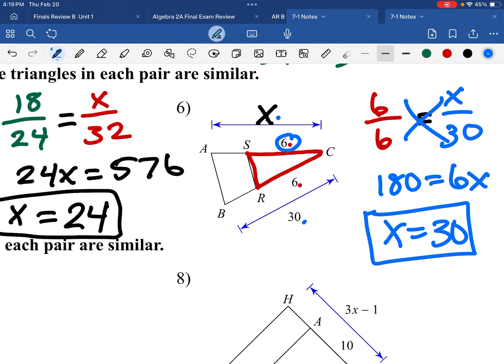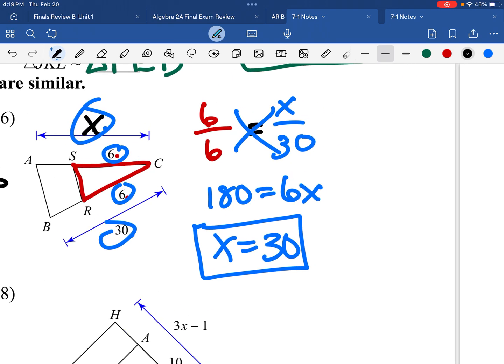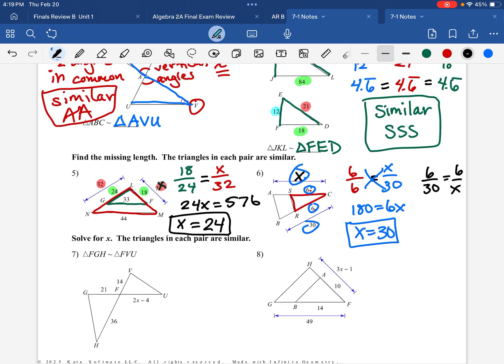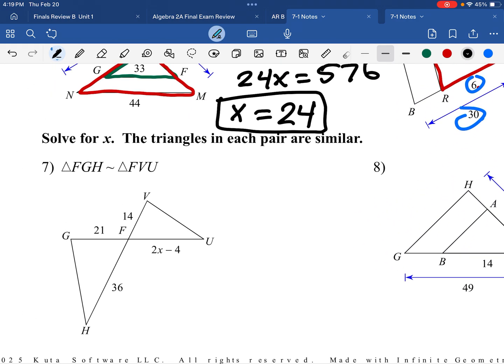Now you probably could have noticed that if you're like, oh, well, these two sides are the same, then these two have to be the same, but it's always good just to double check, okay? What you could have also done is set up your proportion as 6 over 30 equals 6 over x. That would have given us the same answer. Okay, for these last two problems, solve for x. The triangles are similar in each pair.